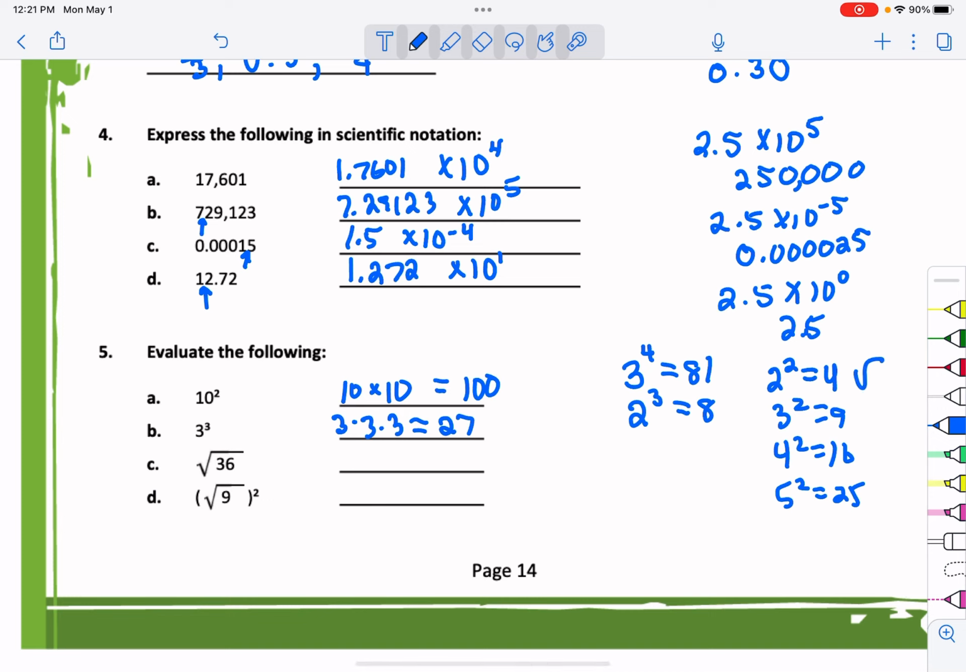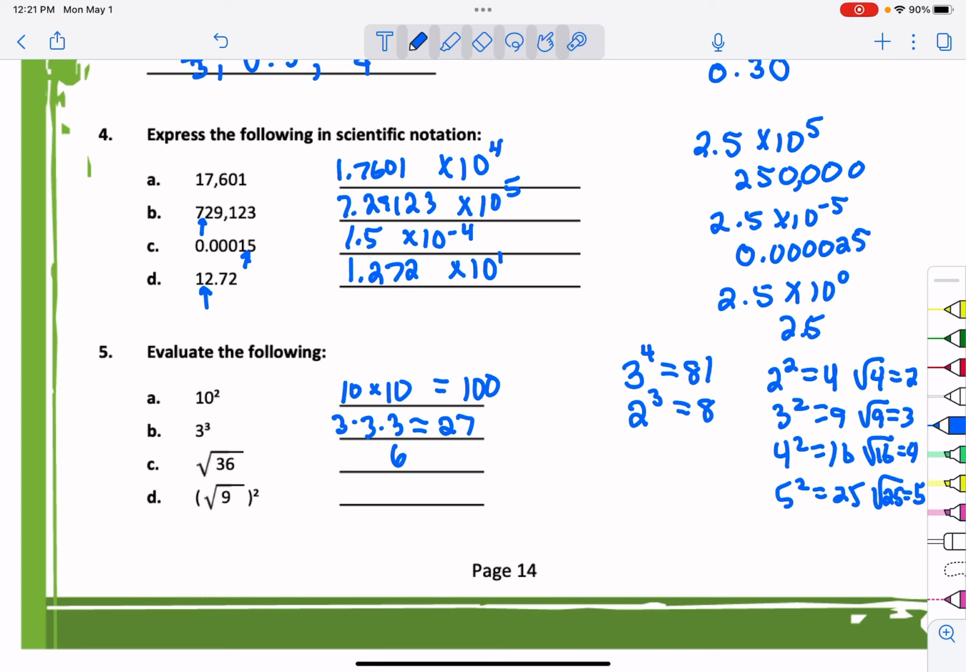So if we square root 4, it undoes that and we get 2. If we square root 9, we get 3. If we square root 16, we get 4. If we square root 25, we get 5. So the process of a square root is to undo the squaring. So we're asking ourselves in C, what number squared gives me 36? And the answer is 6.